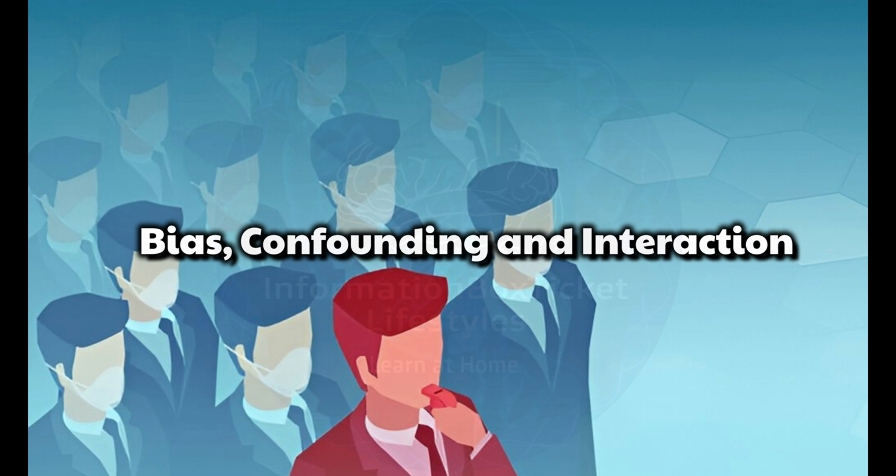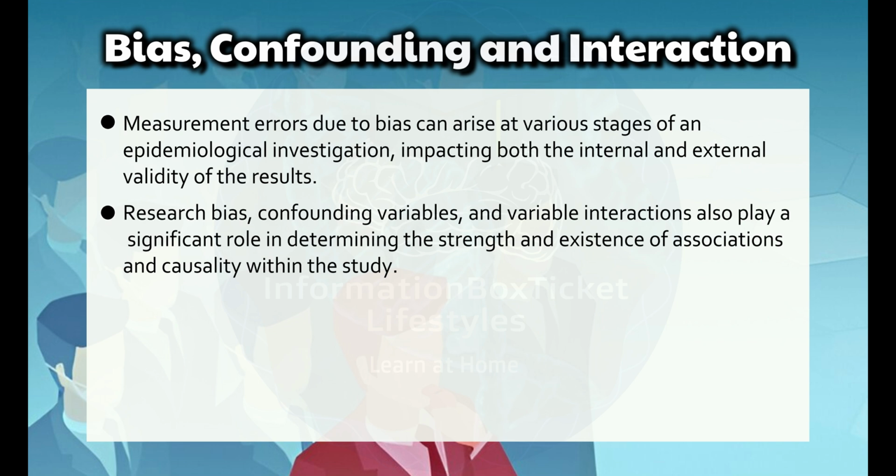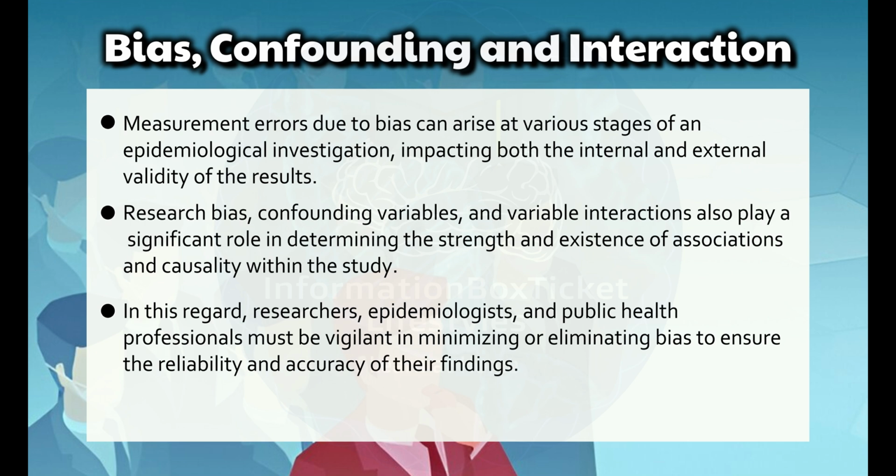Bias, confounding, and interaction in epidemiology. Measurement errors due to bias can arise at various stages of an epidemiological investigation, impacting both the internal and external validity of the results. Research bias, confounding variables, and variable interactions also play a significant role in determining the strength and existence of associations and causality within the study. In this regard, researchers, epidemiologists, and public health professionals must be vigilant in minimizing or eliminating bias to ensure the reliability and accuracy of their findings.